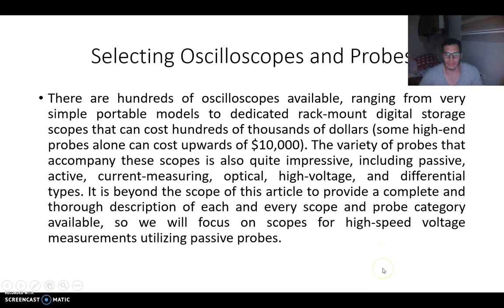Selecting oscilloscopes and probes. There are hundreds of oscilloscopes available, ranging from very simple portable models to dedicated rack-mount digital storage scopes that can cost hundreds of thousands of dollars. Some high-end probes alone can cost upwards of 10 grand. The variety of probes that accompany these scopes is also quite impressive, including passive, active, current measuring, optical, high voltage, and differential types. It is beyond the scope of this article to provide a complete and true description of each and every scope and probe category available.